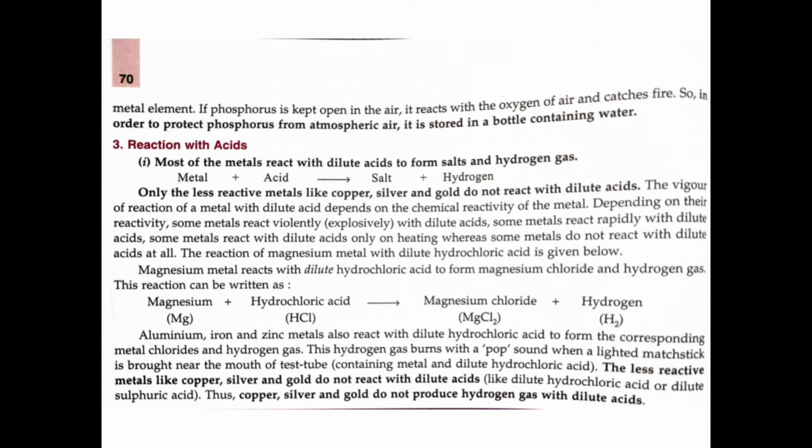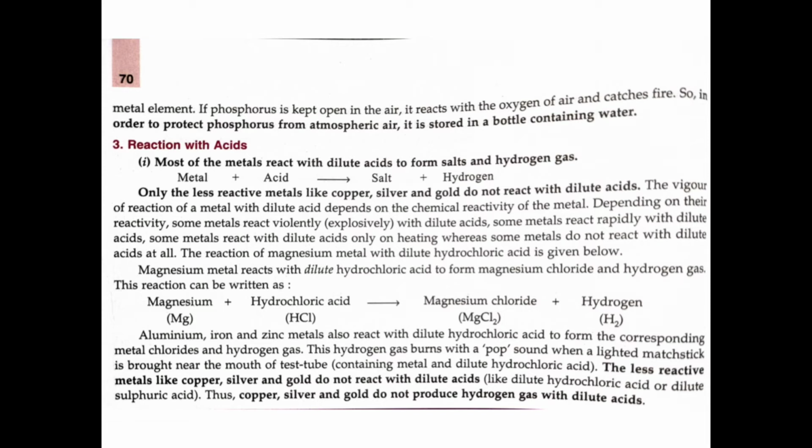So only less reactive metals will not be reacting with dilute acid, but almost all other metals will be reacting. The vigor of the reaction of a metal with dilute acid depends on the chemical reactivity of the metal. Depending on their reactivity, some metals react violently, like sodium, which is a highly reactive metal. Some metals react with dilute acid only on heating. So some metals need heat for that reaction, because they require some amount of temperature, and only then will they react.